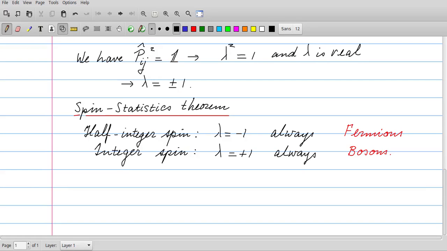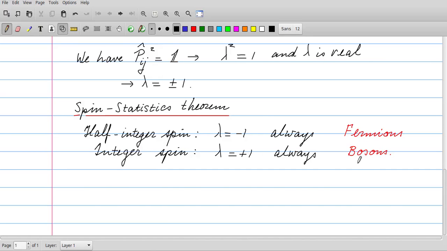And in this context, the spin statistics theorem is extremely important. It is a theorem which was derived in the 30s by Pauli and other people, and I will not prove it here, but the conclusion is that half-integer spin particles always have lambda is -1, so they are antisymmetric, and we call them fermions. And particles with integer spin always have lambda as +1, and they are called bosons.